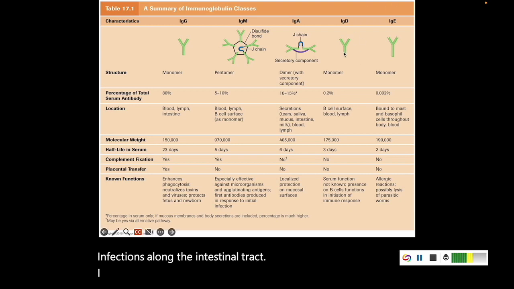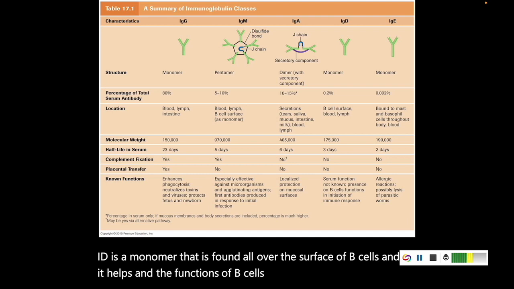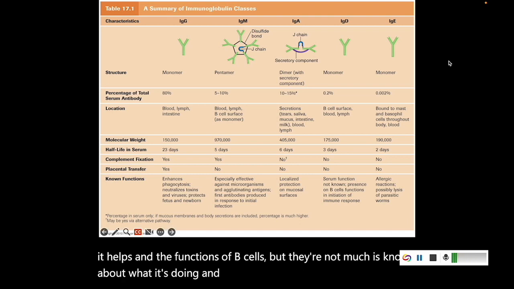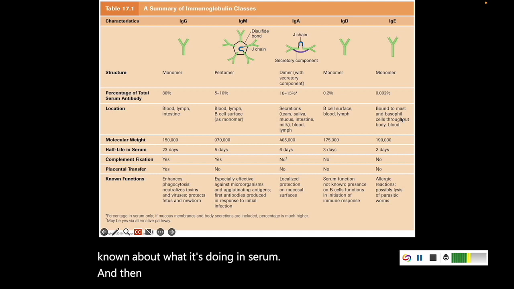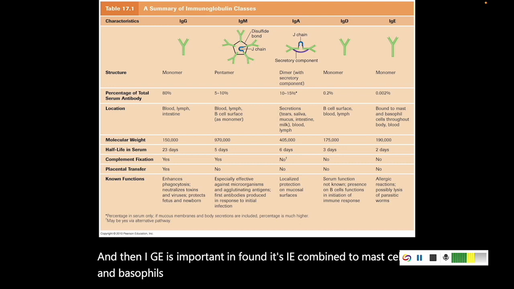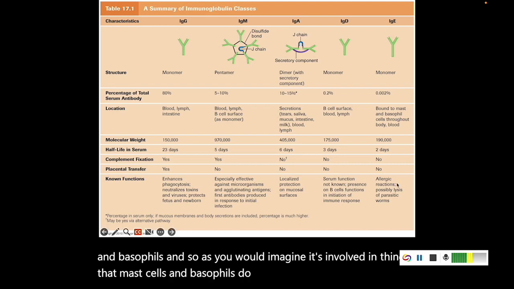IgD is a monomer that is found all over the surface of B cells. And so it helps in the functions of B cells. But not much is known about what it's doing in serum. And then IgE can bind to mast cells and basophils. And so, as you would imagine, it's involved in things that mast cells and basophils do: allergic reactions and lysis of parasitic worms.